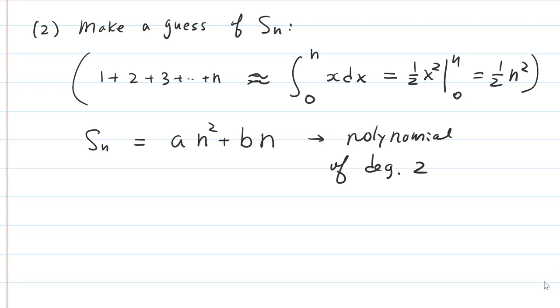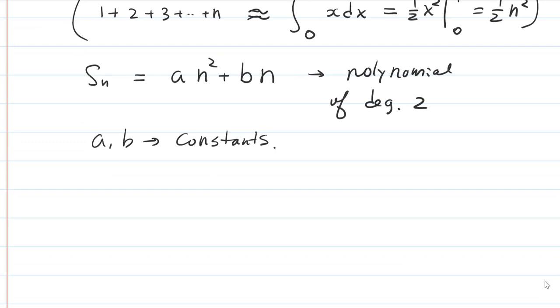Now, this reasoning part is not necessary, it's just part of our reasoning to guess. This form of guess actually works for other series as well. So this is the form. Now we need to find a and b. These are constants.